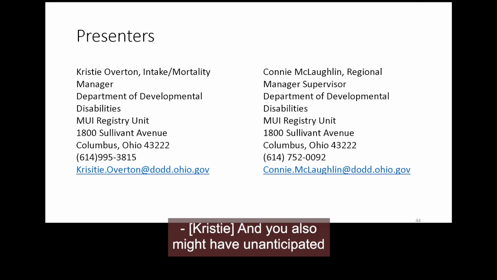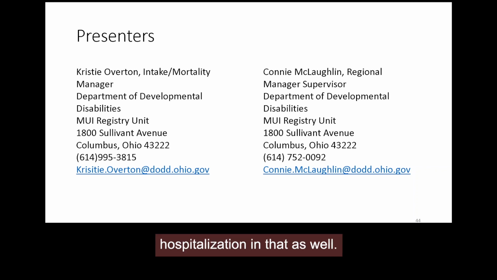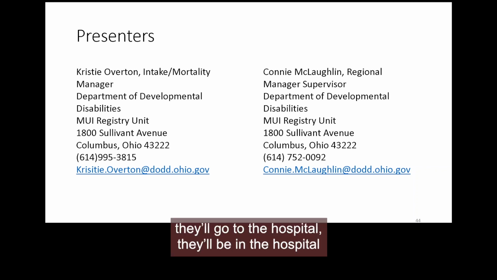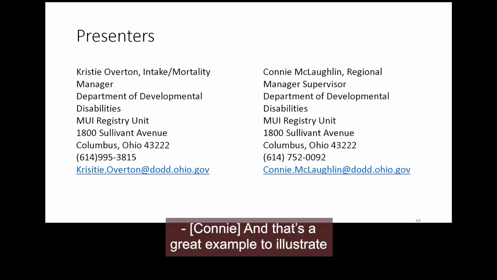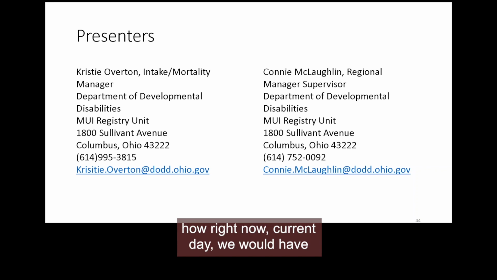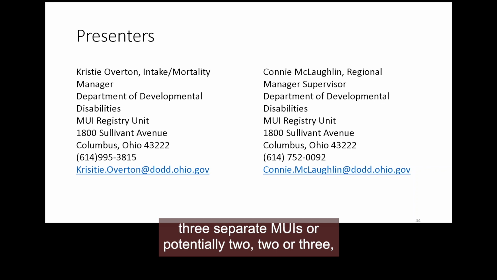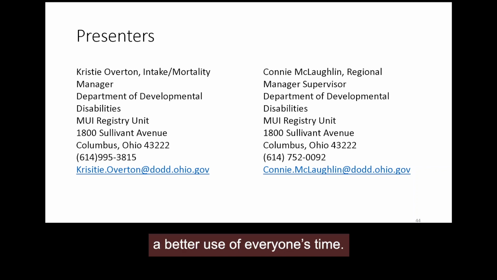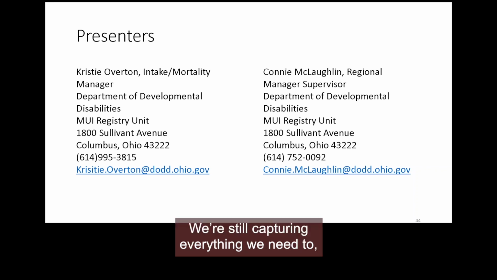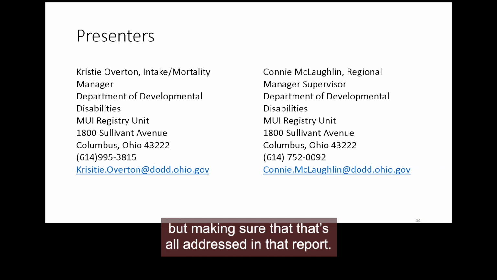And you also might have an unanticipated hospitalization in that as well, because sometimes they will choke, they'll go to the hospital, they'll be in the hospital on life support for a week or so, and then they might unfortunately pass away. That does happen, so you would have all three categories in that as well. And that's a great example to illustrate how right now, current day, we would have three separate MUIs, or potentially two or three. And moving forward for that one person, we may have one MUI with three categories. And we hope you'll see that that might be a better use of everyone's time. We're still capturing everything we need to, looking at cause, contributing factors and incident-specific protocol requirements, but making sure that that's all addressed in that report.